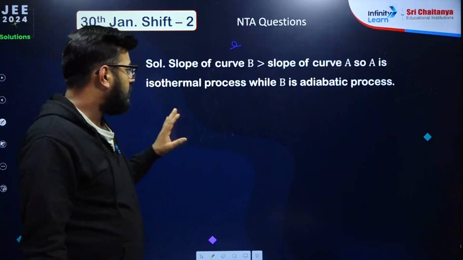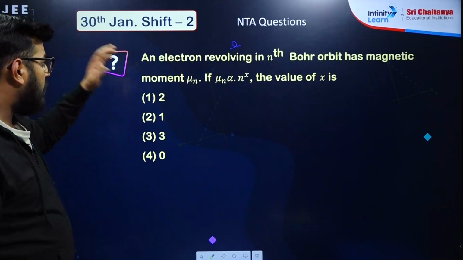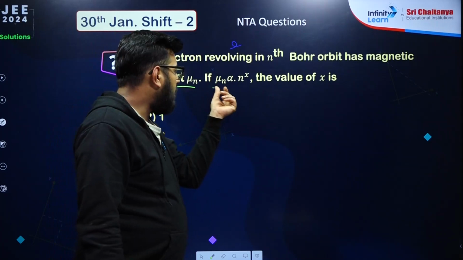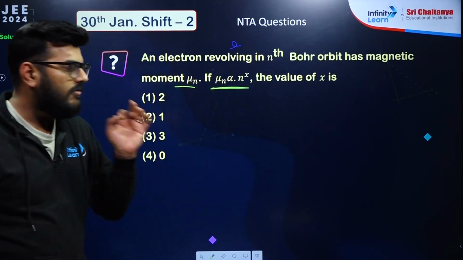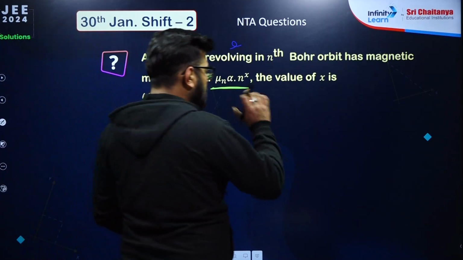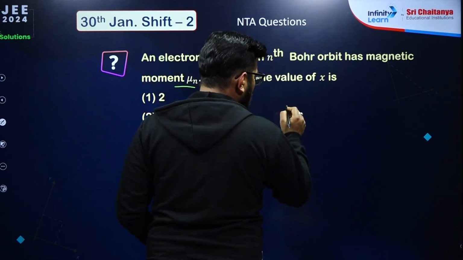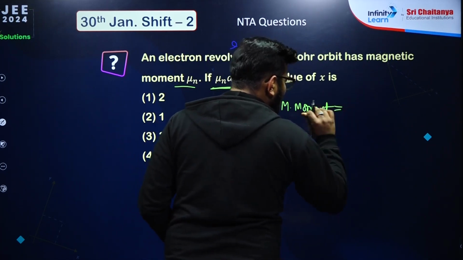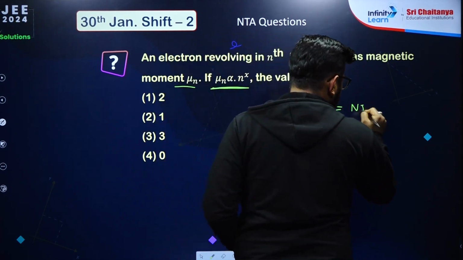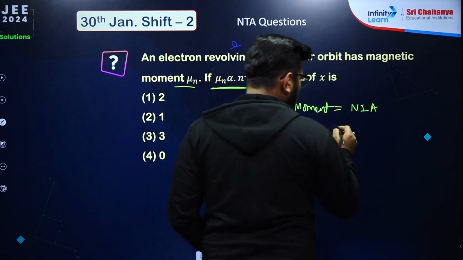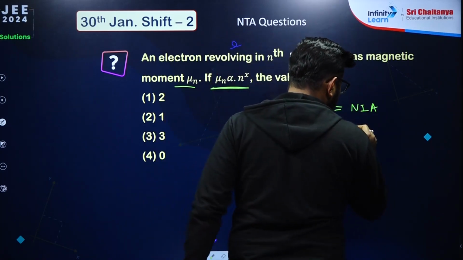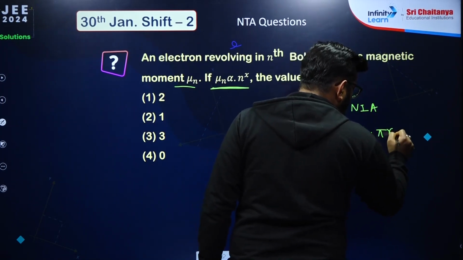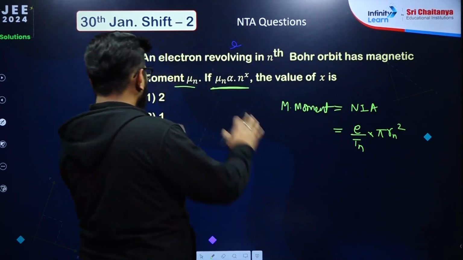Now moving ahead, as you can see over here, an electron revolving in the nth Bohr orbit has magnetic moment mu n, and this mu n is directly proportional to n raised to the power x. The value of x is, so simple approach is that magnetic moment is simply equal to NIA, whatever is the number of loops, current into area. Now number of loops is obviously 1. Current can be written as the charge upon time, into area pi into Rn square, and the time period of the nth orbit. They are talking of the nth orbit.